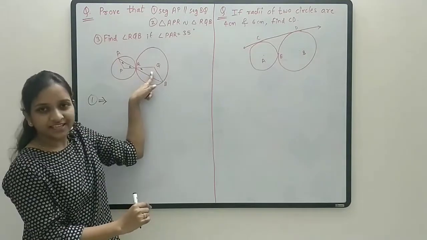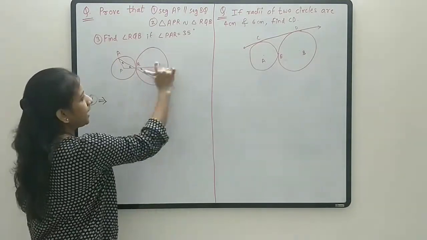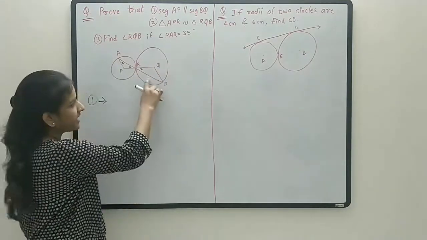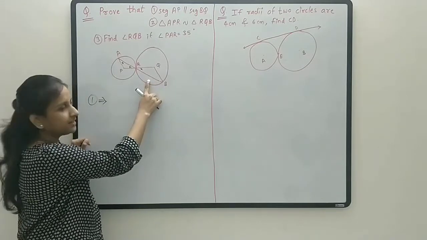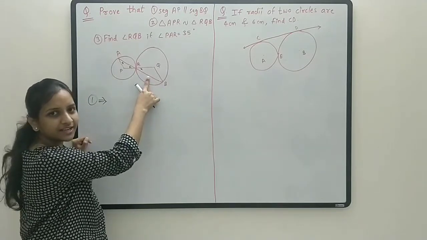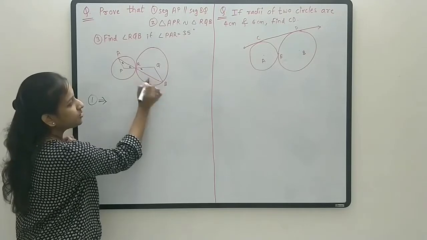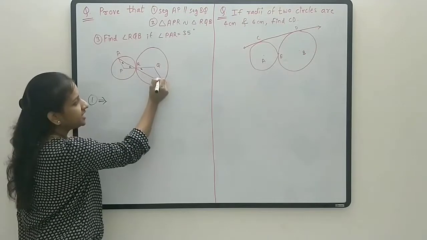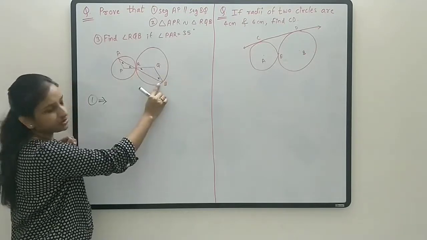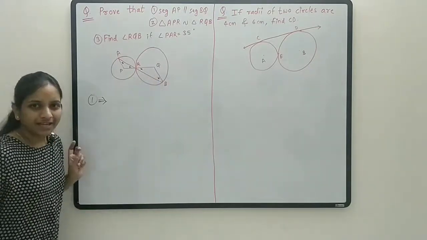Now similarly in this triangle, QR and QB are the radius of the same circle, so they are equal. Again this triangle is isosceles, so angles opposite to the equal sides are equal. So angle R is equal to angle B in this triangle, right?